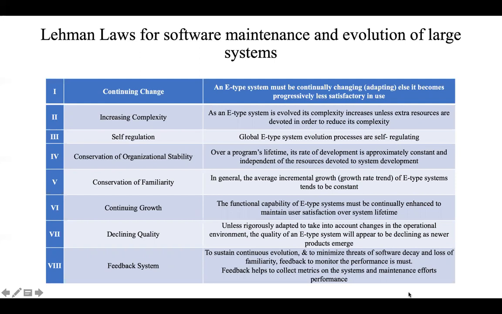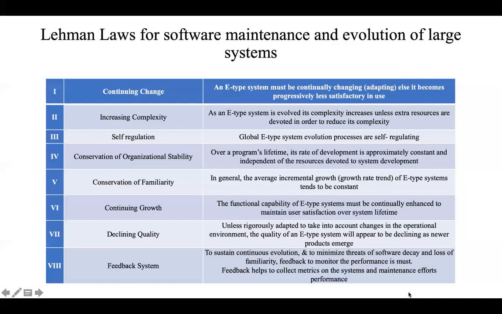The functional capability of the E-system will be continually enhanced to maintain user satisfaction. So we have to keep on evolving and keep on changing in order to have a better user satisfaction over the system lifetime. Seventh one is law of declining quality.